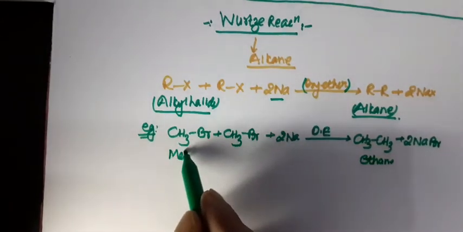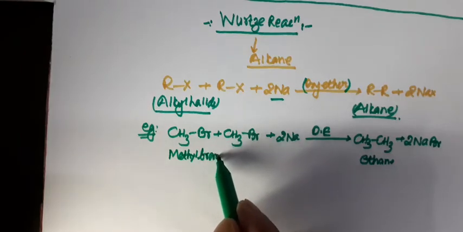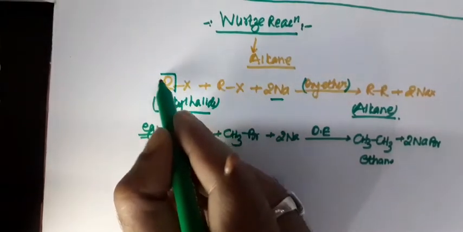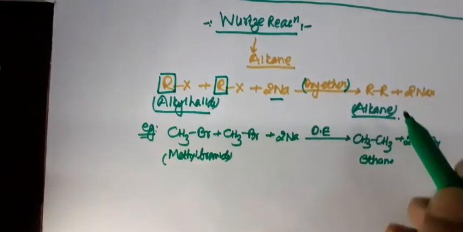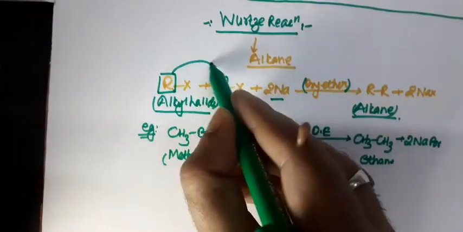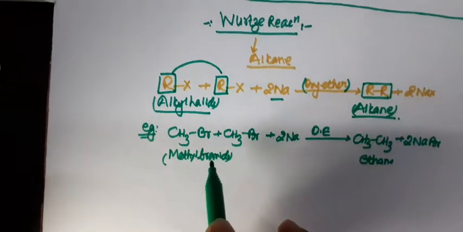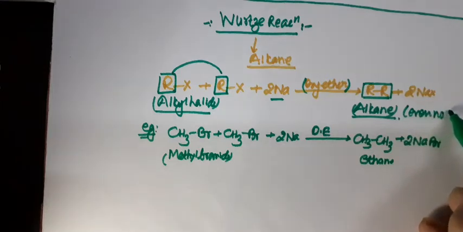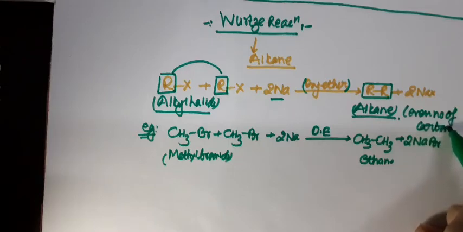This is CH3Br means methyl bromide. So this is used for the preparation of alkane. What you need to do, you have to take two molecules of alkyl halide or haloalkane and these two interact together and result in the formation of alkane. And this method is also used for the preparation of alkane having even number of carbon atoms.